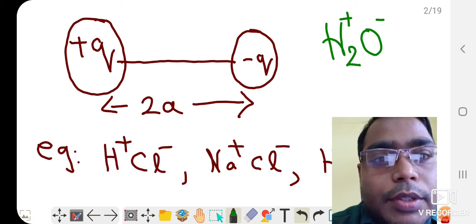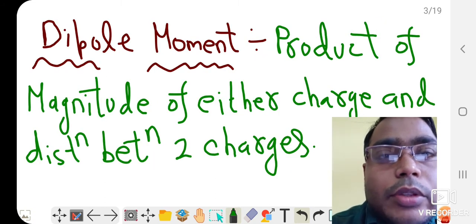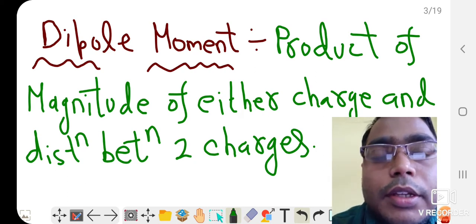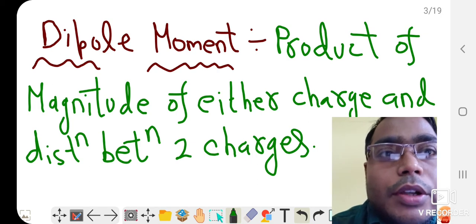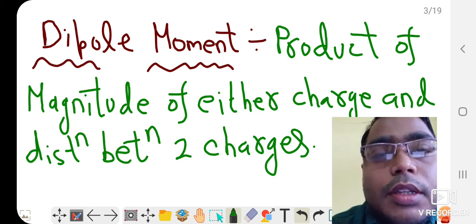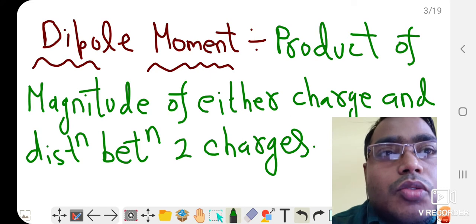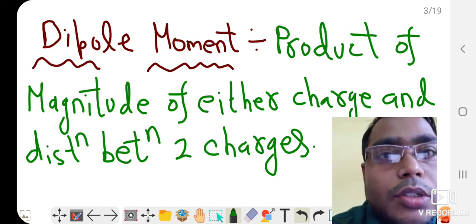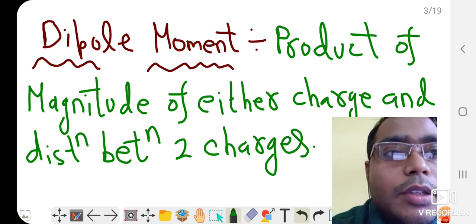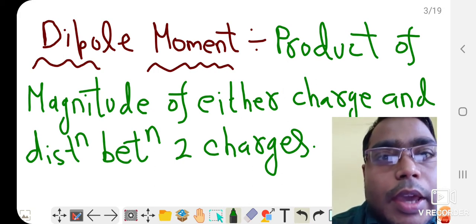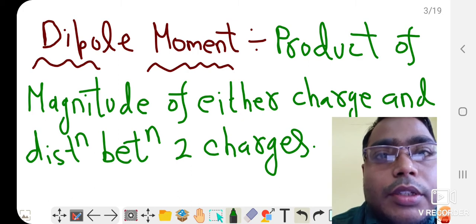Now let us try to understand another concept of dipole, that is known as the dipole moment. What is the meaning of dipole moment? A dipole we cannot measure physically. So to measure the strength of the dipole, we define a new quantity, and this new quantity is known as the dipole moment. It is defined like this: it is the product of the magnitude of any one of the charges and the distance between the two charges.